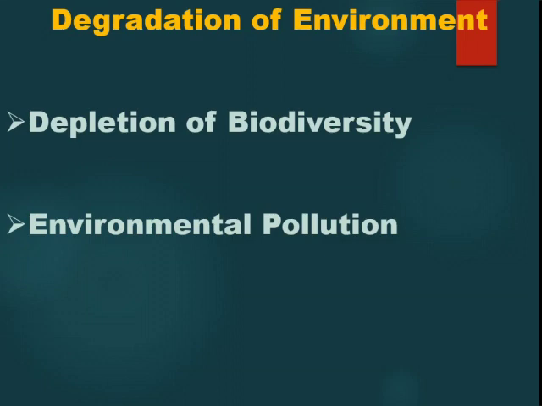What is degradation of environment? As we know, the environment is an important component for us, and it should be protected. But in the present condition, we can easily see there are a few degrading or depleting conditions of the environment. We can categorize the degradation of environment into two types: depletion of biological diversity and environmental pollution.